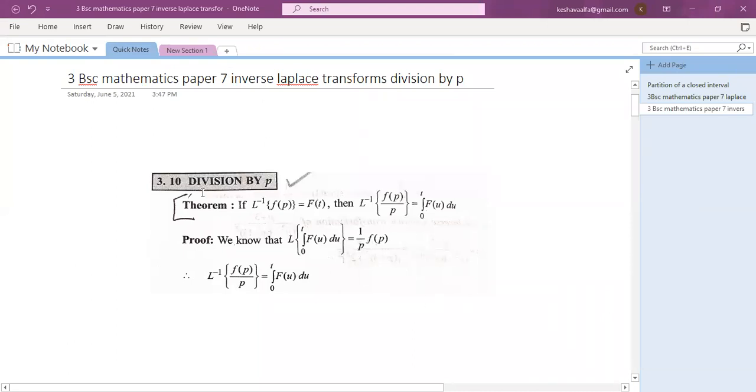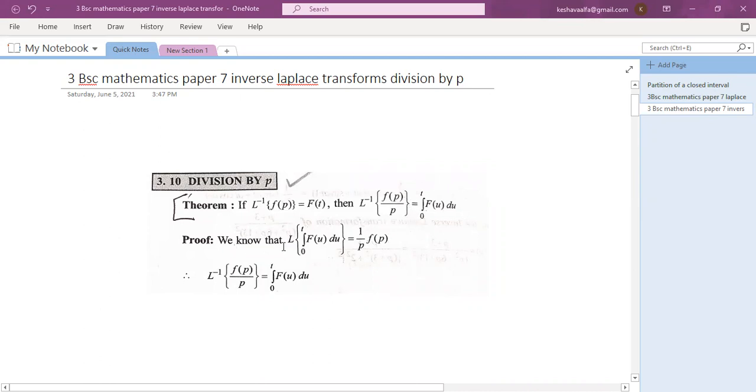Good morning, students. Today we are going to discuss the division by p formula in inverse Laplace transforms. So we know that the inverse Laplace transform of f of p is equal to f of t. Then L inverse of f of p by p is equal to integral 0 to t f of u du.